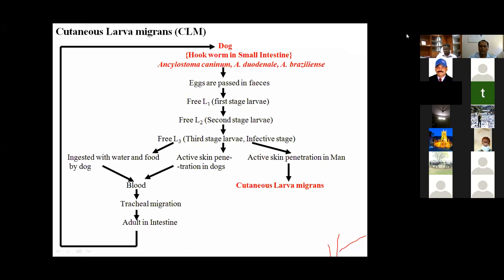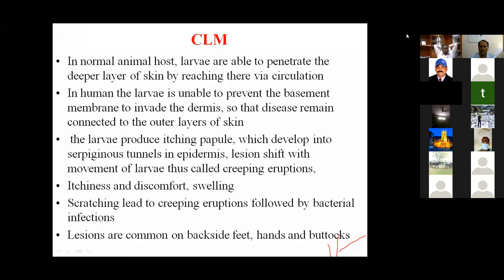But if these L3 penetrate a human being, then cutaneous larva migrans occurs. In a normal animal host, larvae are able to penetrate the deeper layers of skin by reaching there via circulation. In humans, the larva is unable to penetrate the basement membrane to invade the dermis, so the disease remains confined to the outer layer of the skin. The larva produces itching papules, which develop into serpiginous tunnels in the epidermis.